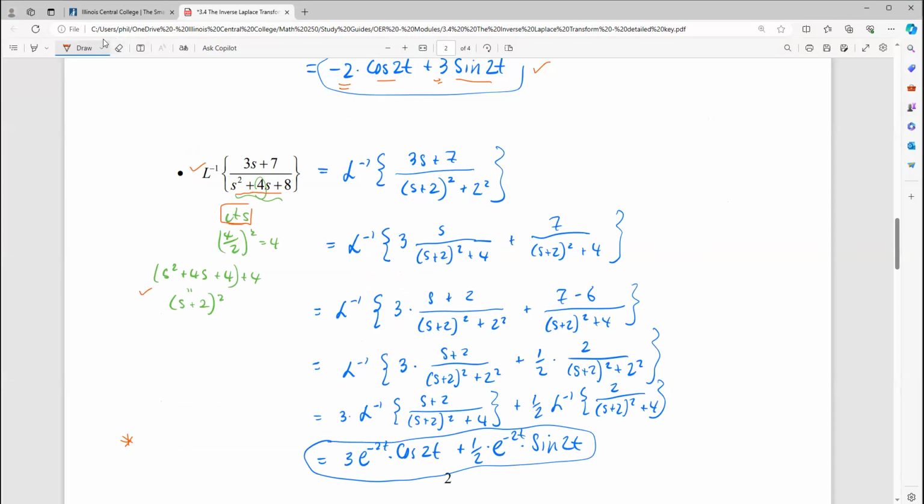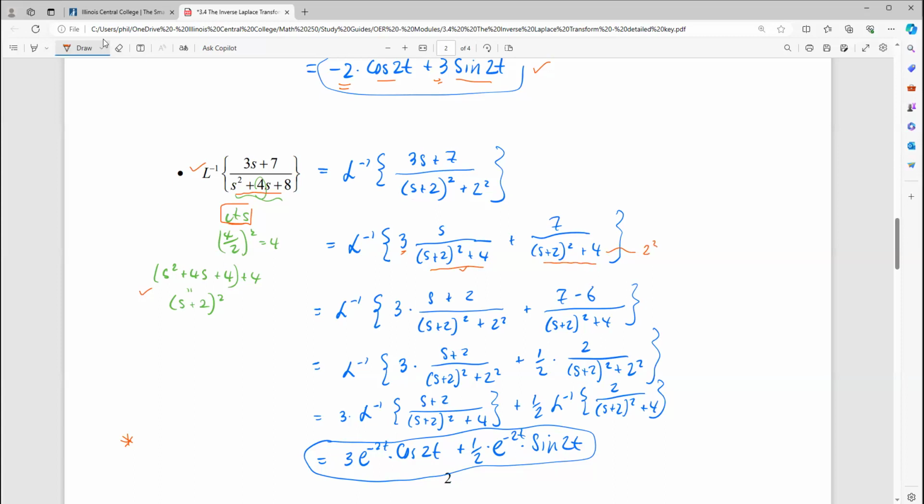Notice then that for the first term here, I have an s in the numerator, and this matches up with number 19 in the Laplace transform table with an s on the top. I just need to move the 3 out in front. For the other one, this is number 18 in the table. I want to read that this 4 is, of course, a 2 squared. So the k number is 2.